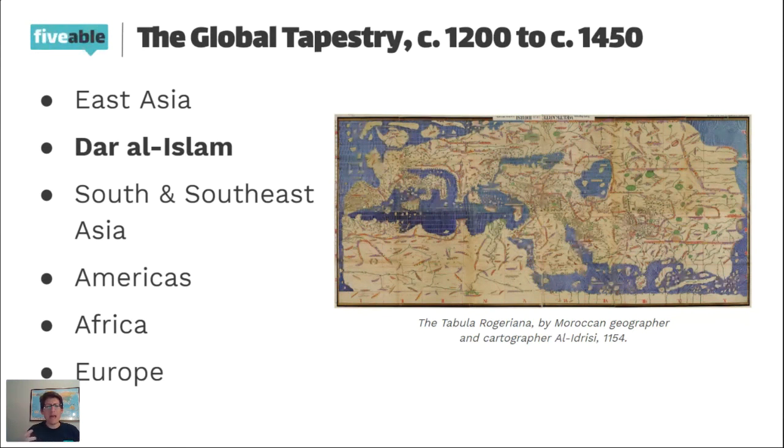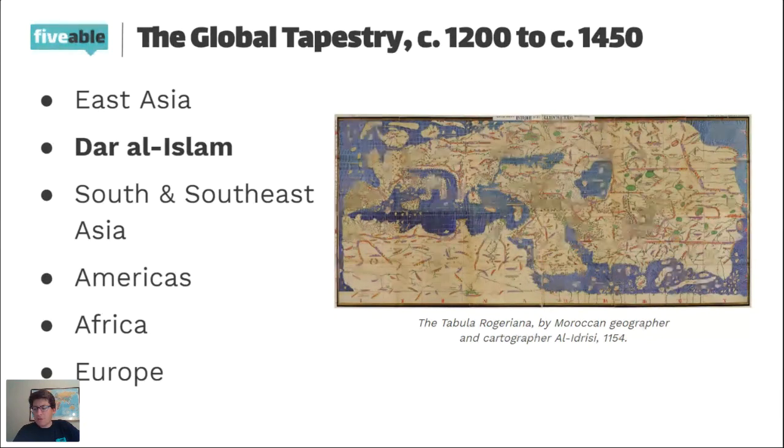It shapes societies in Africa, on the east coast of Africa, through the Trans-Saharan Trade, into West Africa. It shapes the Indian Ocean in India and Southeast Asia, and it even shapes Europe. The Umayyads conquer Spain, and the Muslim regions of Spain remain until 1492 or so, when the Reconquista is completed by the Spanish. So there are going to be a lot of influences within this Dar al-Islam.